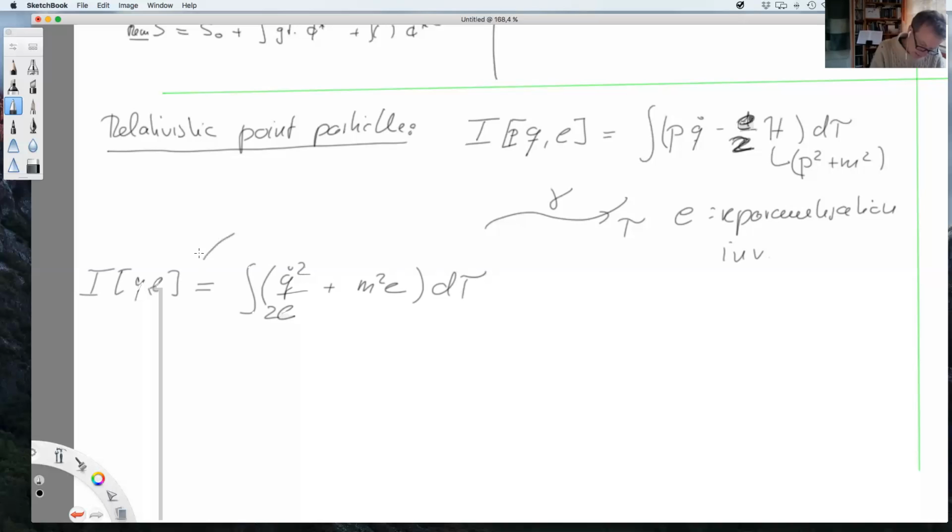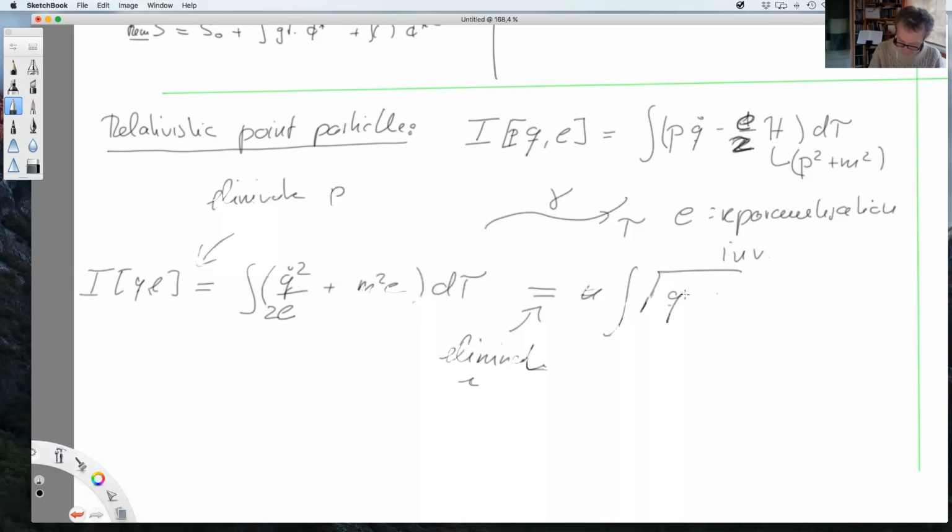So here I eliminated p, and then I could also eliminate e, and then I would get something like the integral of the metric g of q, q dot, d tau, the usual geodesic action with mass. So we'll start here or possibly here, depending on. These are equivalent.